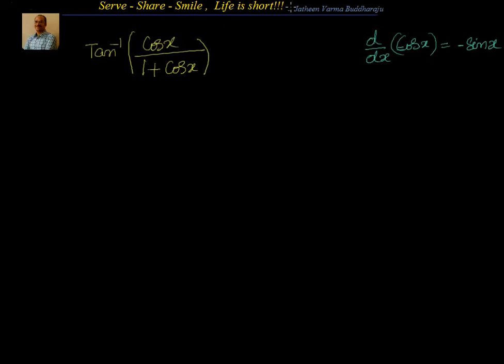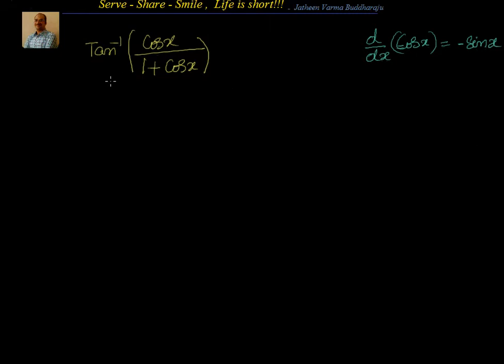Hello friends, welcome back. In the last session we have seen some examples related to differentiation of inverse trigonometric functions using product rule. Now let us see a couple of examples on quotient rule so that we can finish this and we can move to the next topic. So now, how to find out the derivative of tan inverse of cos x by 1 plus cos x.